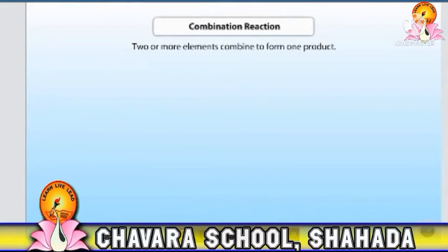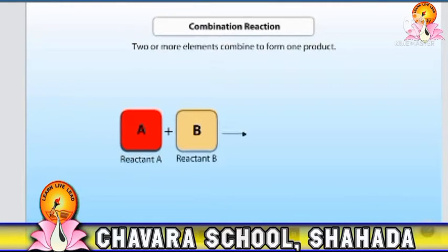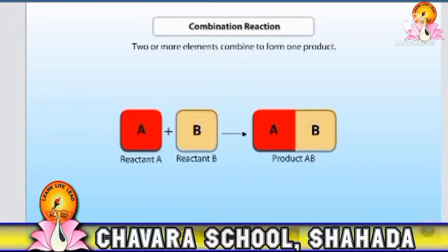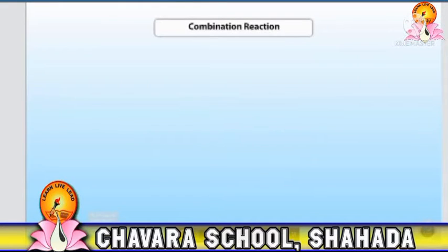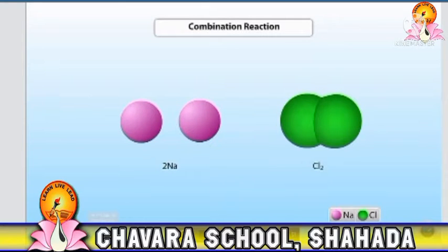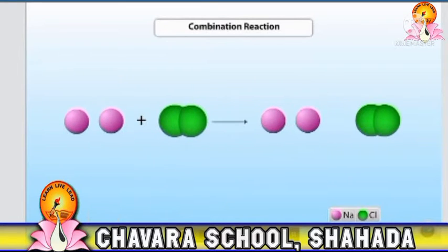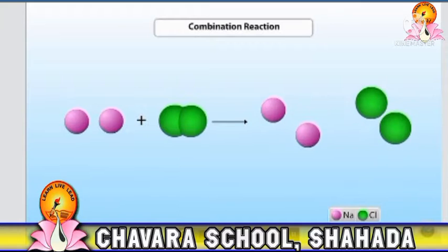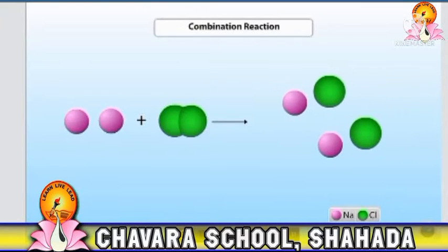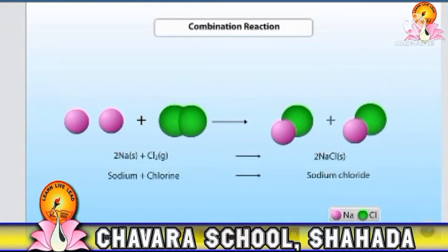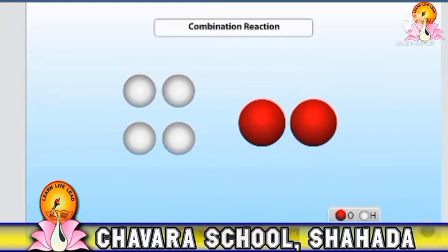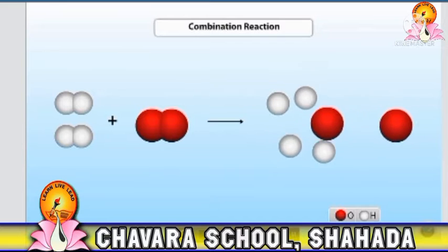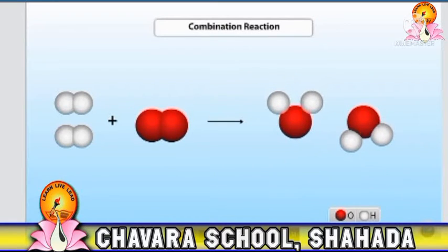In a combination reaction or synthesis reaction, two or more reactants combine to form one product. For example, a combination reaction occurs when sodium and chlorine react to form sodium chloride. The product of the reaction is sodium chloride. The reaction of hydrogen and oxygen to form water is also a combination reaction.